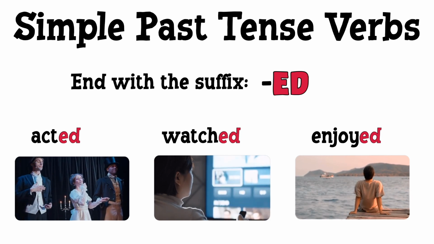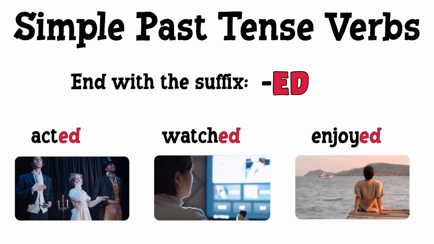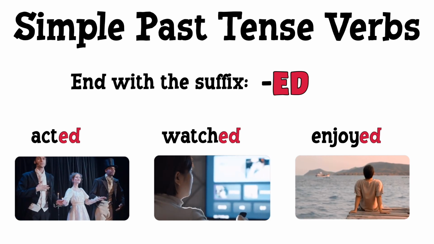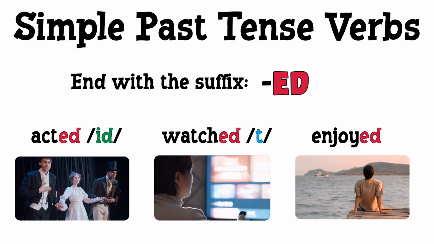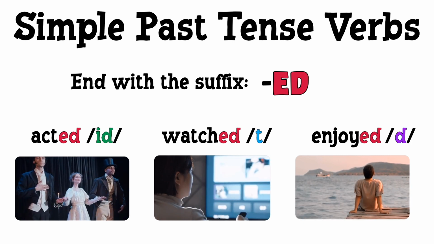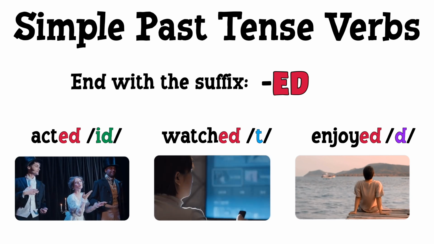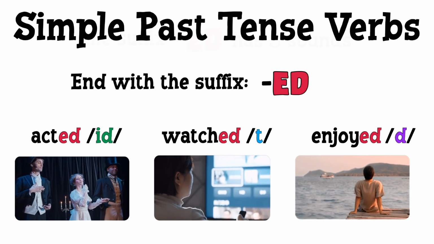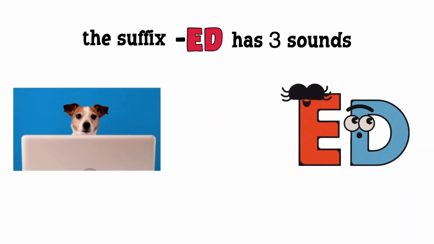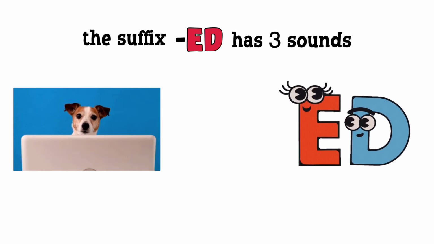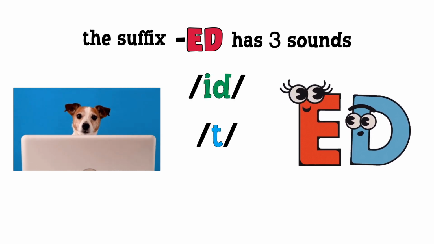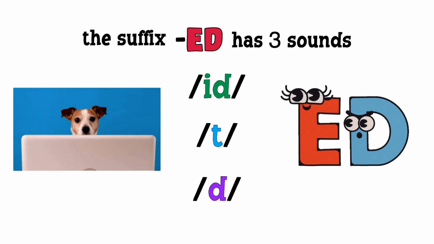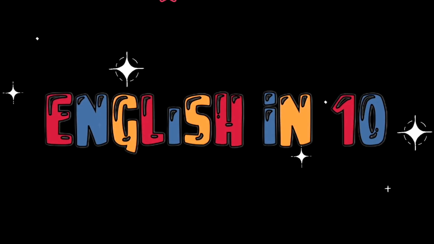But did you notice that each time I pronounced the verb with the ed ending that they sounded a little bit differently? In the verb acted, the ed sounds like id. In watched, the ed sounds like t. And in enjoyed, the ed sounds like d. So why do we have three different sounds for the past tense ed ending? The suffix ed has three different sounds, and we're going to look at examples of how to know when ed sounds like id or t or d in today's lesson of English in 10. Are you ready? Let's go!